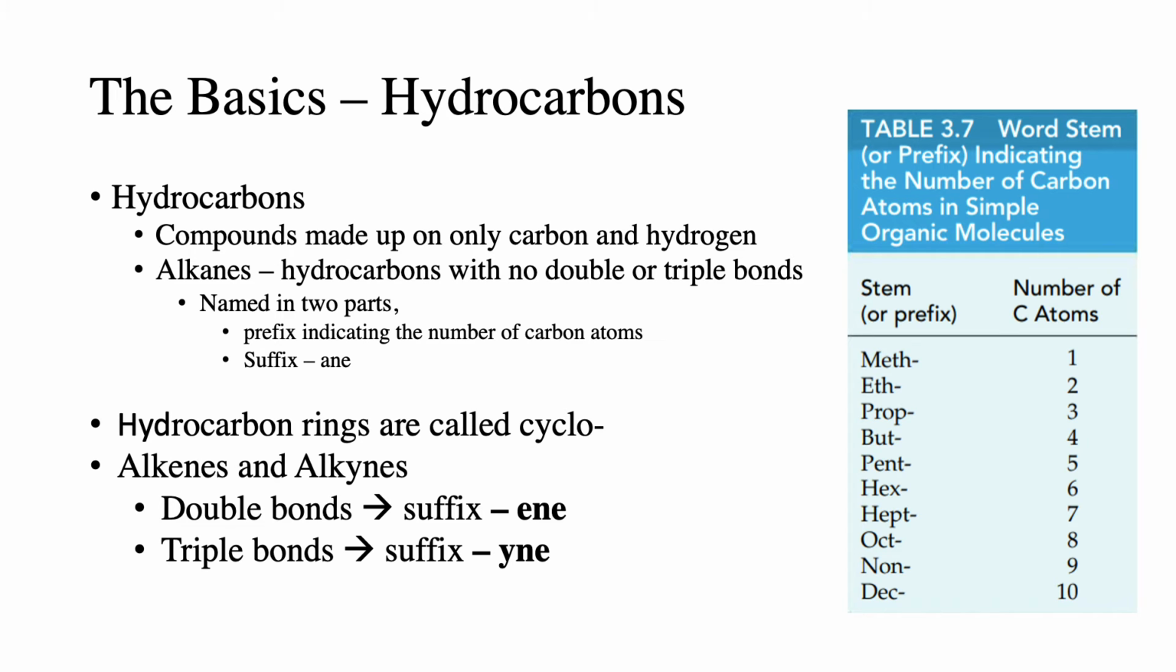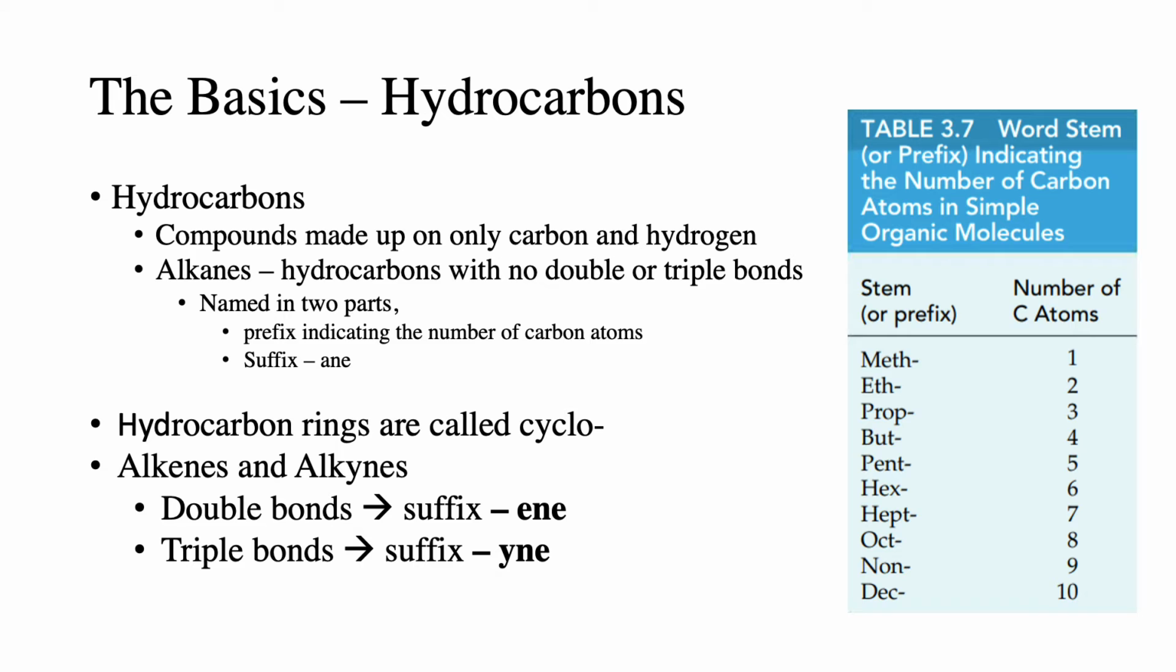So we're going to go over the basics pretty quickly. Hydrocarbons, we know, are compounds made up of carbon and hydrogen, and we call these alkanes when they don't have any double or triple bonds. Of course, they're named in a two-part system: the first indicating the number of carbons, the prefix, and the suffix will be ane. So if you have 1 carbon, it's going to be methane. If you have 6, it's going to be hexane. And if it's a carbon ring, we're going to put cyclo in front of that. So if you have a carbon ring of 6 carbons, you're going to call it cyclohexane.